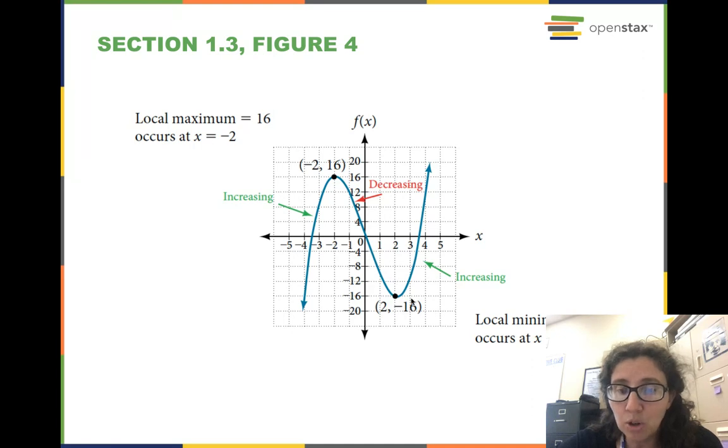And we have a similar thing here with a local minimum. There might be a value over here that's less than -16, but we're just looking at it locally, just this one part of the graph, right? So a local minimum happens when the function goes from decreasing, changes to increasing. So the local minimum happens at the point (2, -16). So we'd say that the local minimum is -16, and it occurs at x equals 2. Okay, so it occurs at an x value. And if they ask what is the local minimum, it's the y value, right? And similarly for the local maximum.